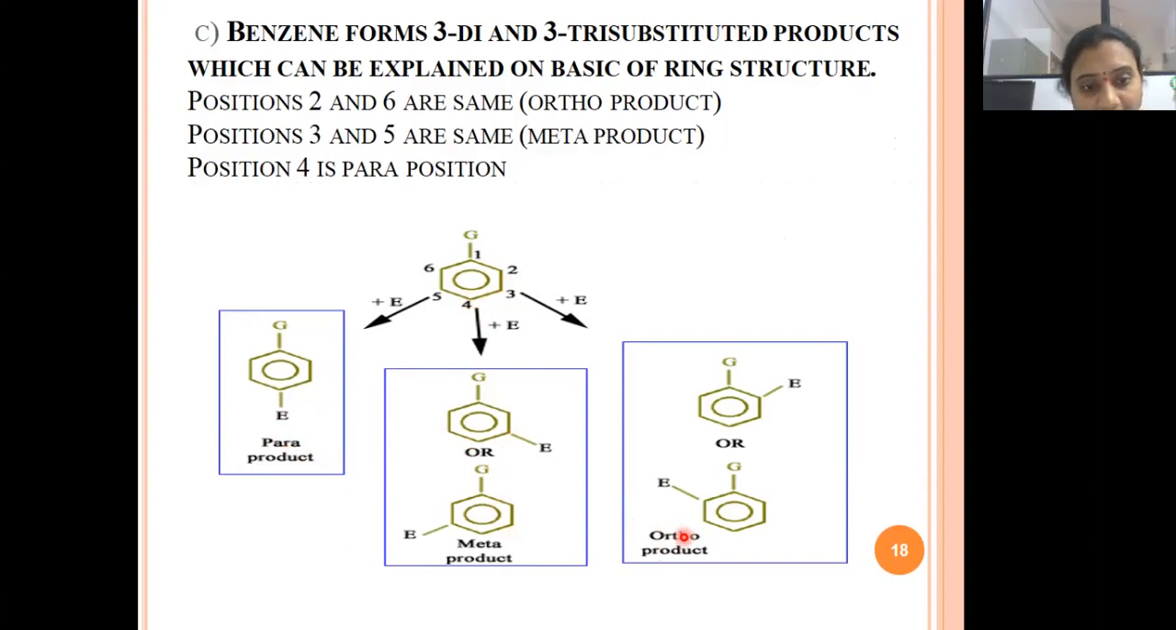So depending on the nature of the substituent, the upcoming electrophile will attack at the ortho, para or meta position. It is totally dependent on the nature of this group, whether it is electron withdrawing or electron releasing. Based on the nature of the group, the electrophile will attack a particular position, that is ortho, para or meta.